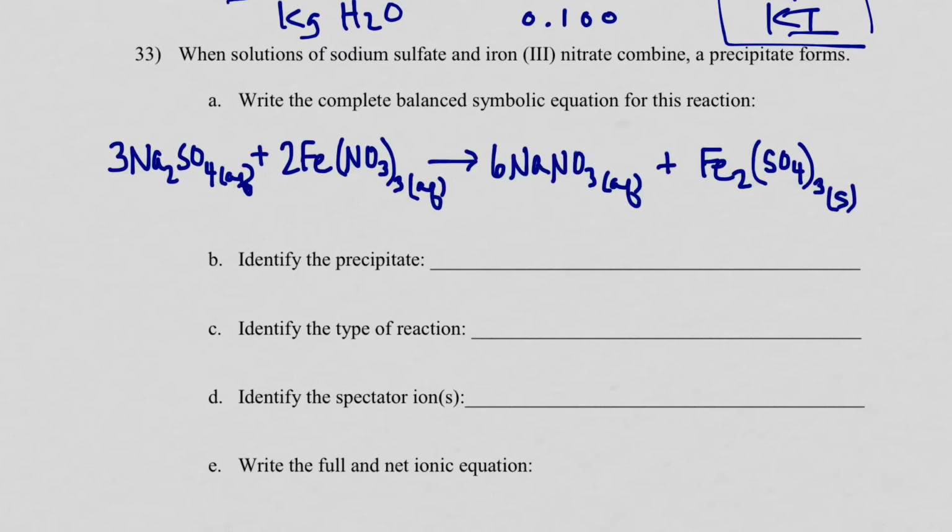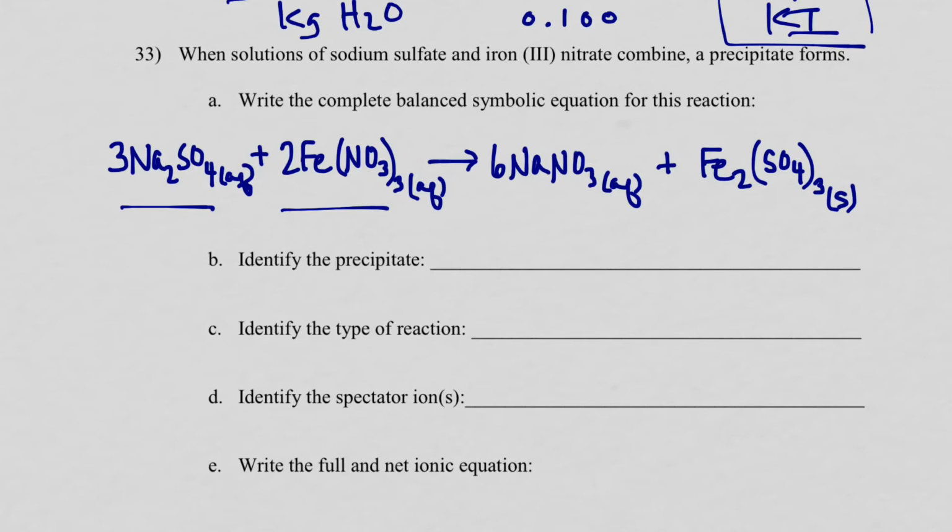Okay, as you can see here, I have the full balanced equation written for when solutions of sodium sulfate and iron 3 nitrate combine, and it tells you that a precipitate forms. So step 1 would be for you to use the charges in crisscross to get the two reactants, Na2SO4 and Fe(NO3)3, and then utilize your solubility rules to determine that sodium sulfate, it's a SAP, is soluble, and iron 3 nitrate, which is a CAN, would also be soluble.